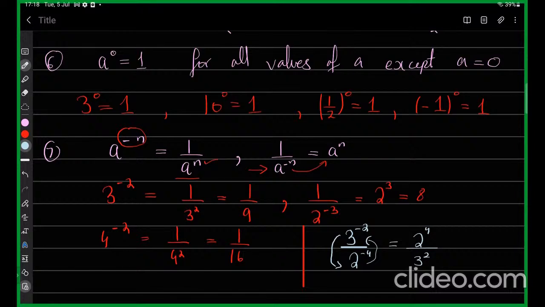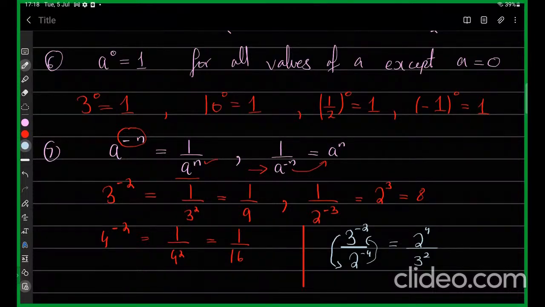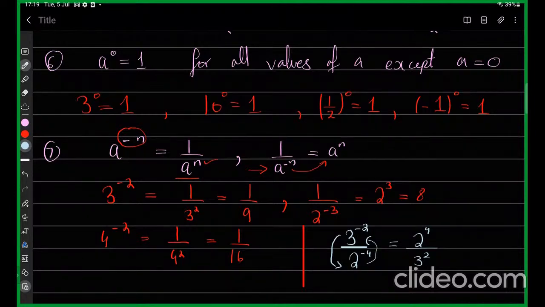Any confusions with this? Please tell me if you were able to understand this or not. Yes, ma'am, I've understood. Okay, very good. I understand. Okay. Urva, what about you? Yes, Urva, is it okay? Urva, are you there?